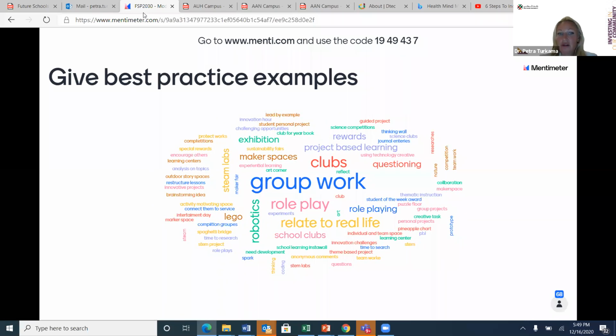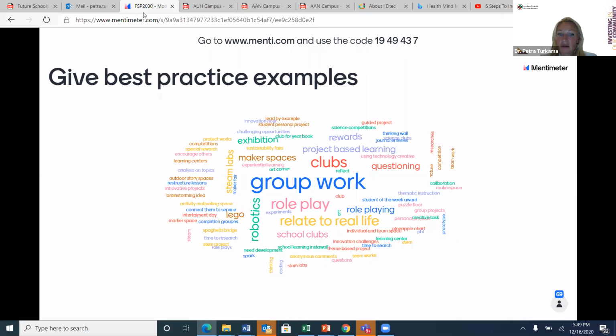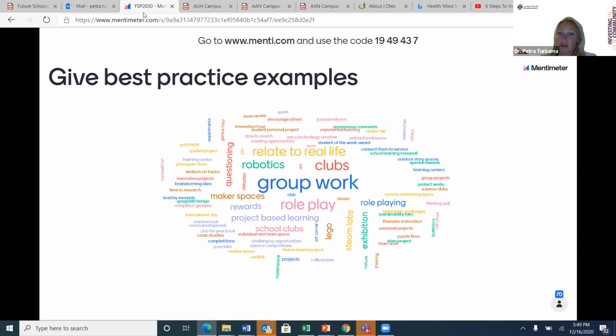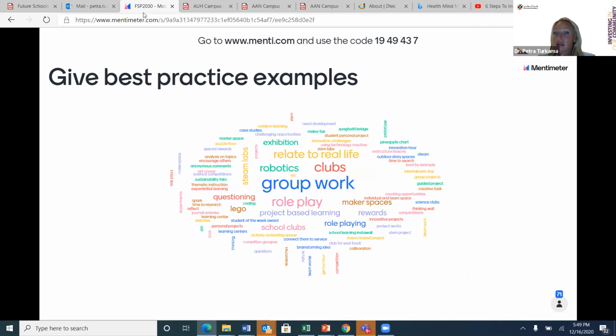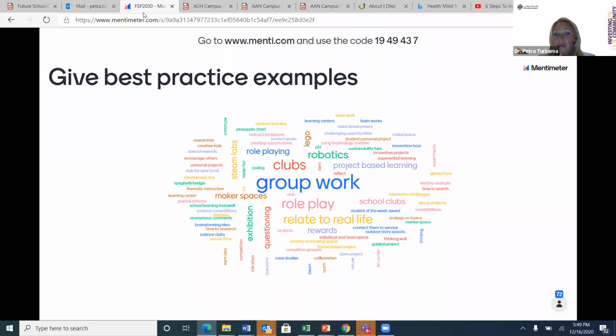Experimental learning, art corner, very nice. Relate to real life. We had robotics. I will also show you some examples of robotics. There's also some great apps. Competitions, yeah, those are good.